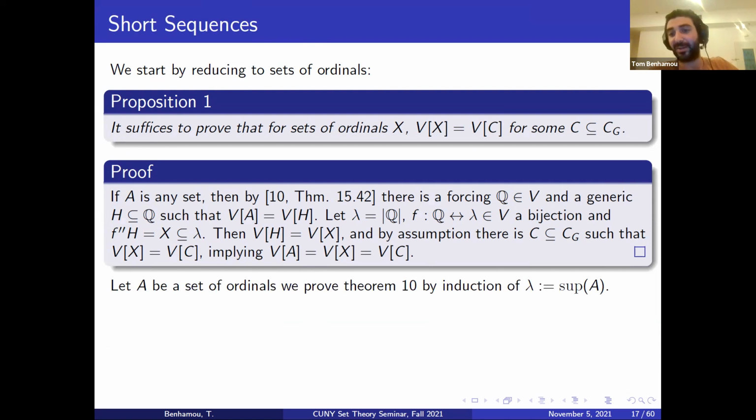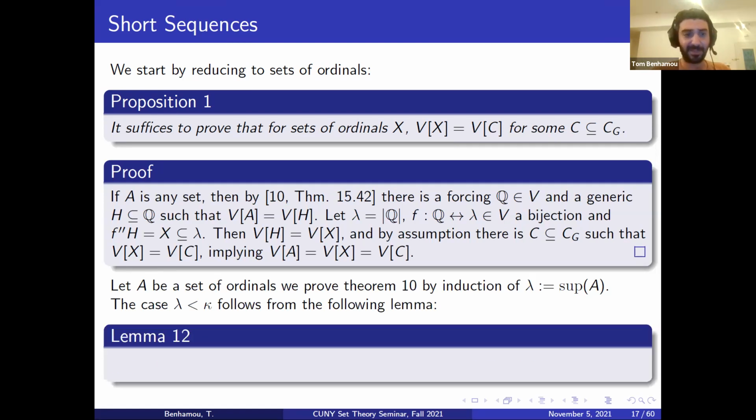and let us prove the theorem by induction on the sup of A. So we have an inductive hypothesis in the theorem about the last measurable appearing in the coherent sequence, but now we're doing it by induction on the supremum of the set of ordinals, which we denote by lambda. The first case is when lambda is below kappa, where kappa is the last measurable. And this case follows from the following lemma.